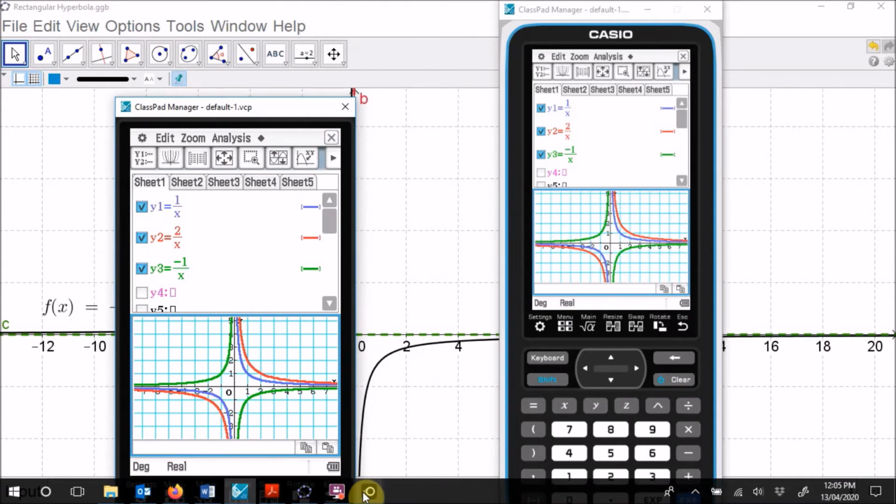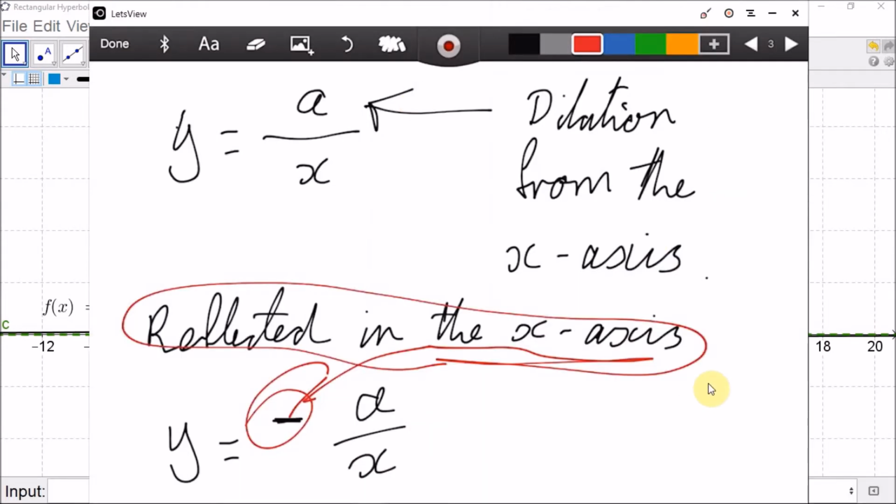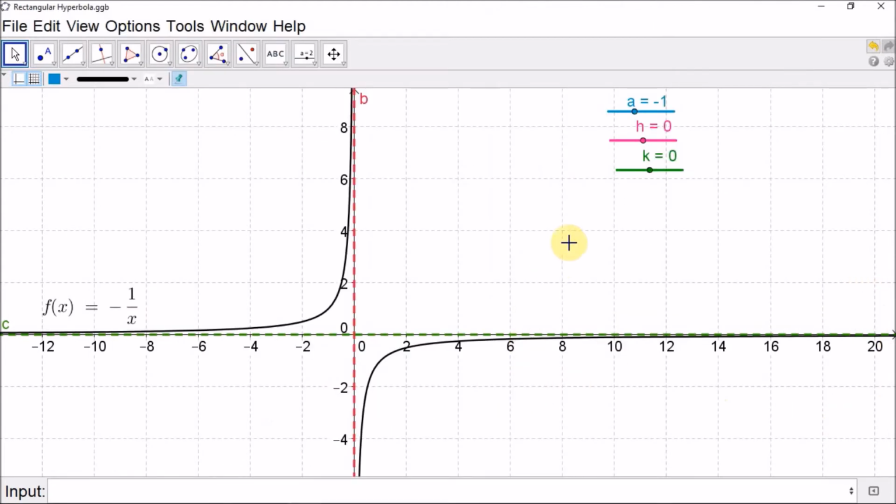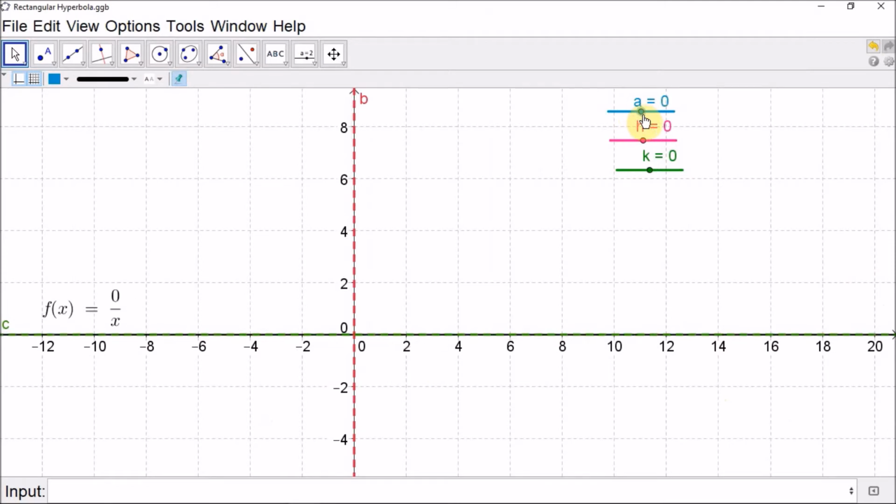And I forgot to bring that screen back up, and I've just scribbled all over that. All right, so reflection in the x-axis, and as I said but didn't show you, it's that minus there that gives us that reflection.